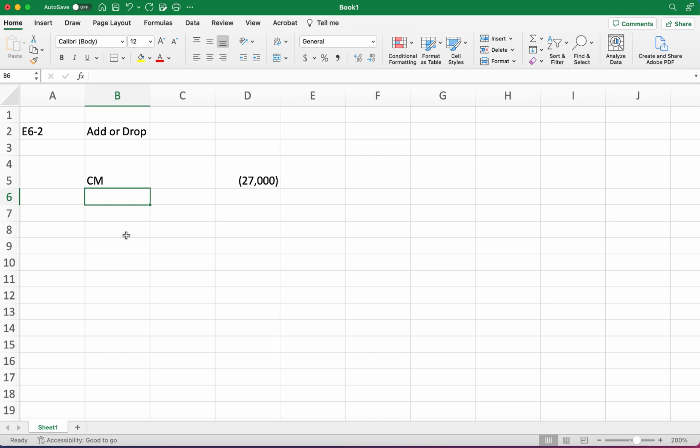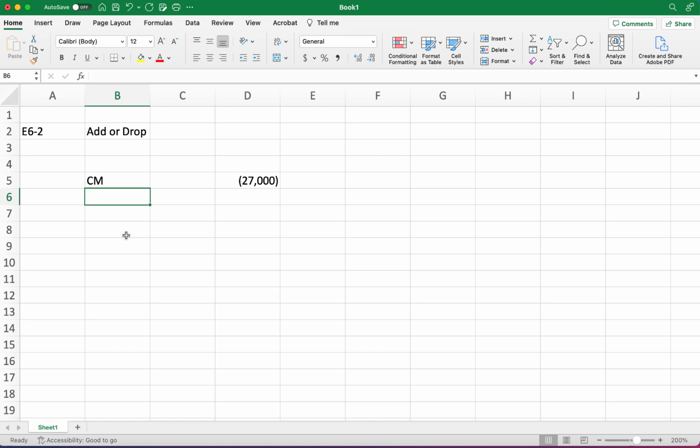Now, there are some fixed expenses that we are also going to eliminate. Well, that's a benefit to us, right? If we drop the racing bike division, we're not going to incur some of these fixed expenses. So what we need to do is go through and identify what fixed expenses differ between us keeping the racing bike division or dropping it.